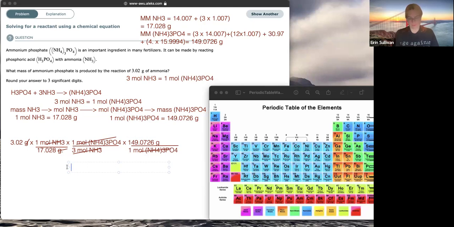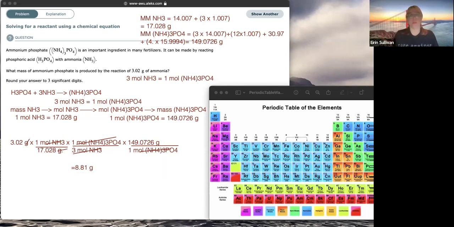All right, so 3.02 divided by 17.028 divided by 3. This is why it's so important to use that mole ratio rather than being like, do I times by 3 or divide by 3? Well, make sure your units cancel out, and that will take the guesswork out of it. And I end up with 8.81 and a long string of digits grams. ALEKS asked for 3 significant digits, so there we are.